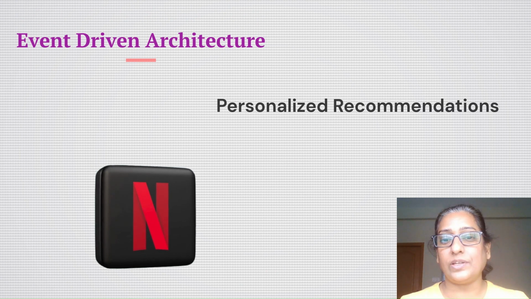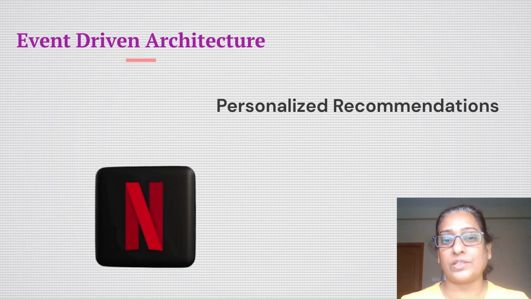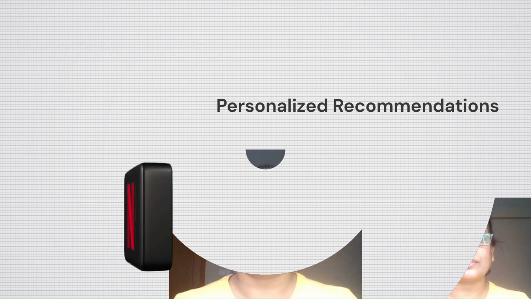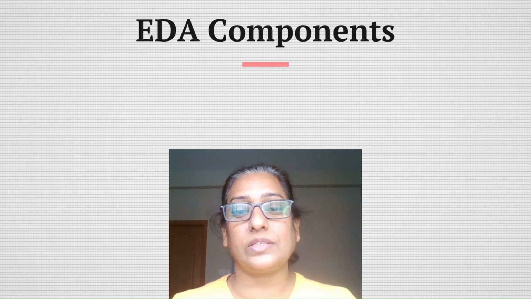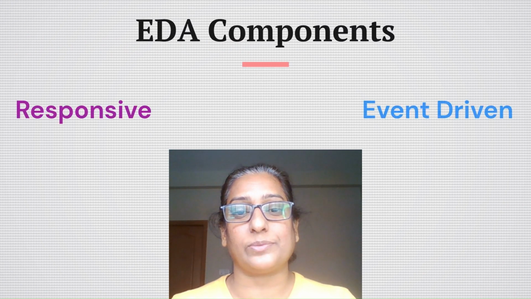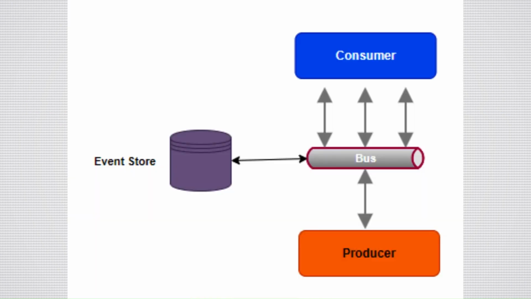Netflix utilizes an event-driven approach for managing its recommendation system. Events such as user interactions and viewing history trigger recommendations in real time. Event-driven architecture comprises several key components that collaborate to create a responsive and event-driven system. These components include event producers, event consumers, event bus, and event store.